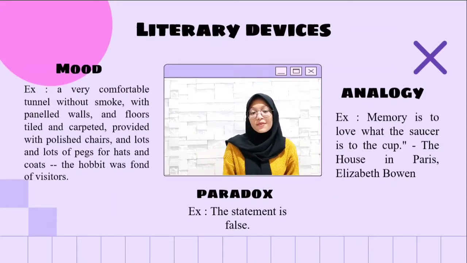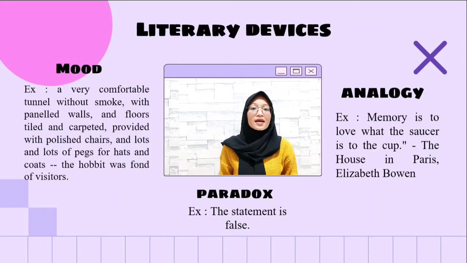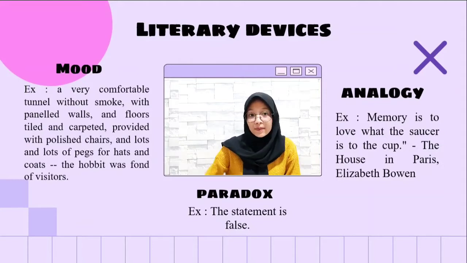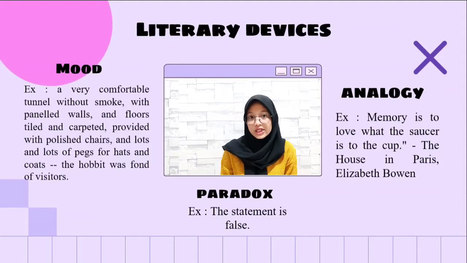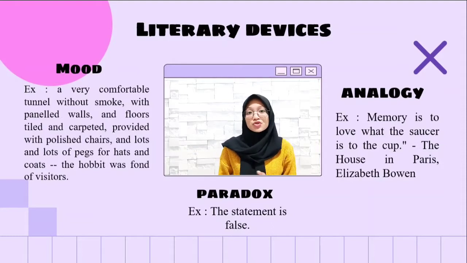Next, paradox. A paradox is a statement that appears illogical or self-contradictory, but upon investigation might actually be true or plausible. For example, the statement "this statement is false." If the statement is true, then it is not actually false as it suggests, but if it's false, then the statement is true. Thus, the statement is a paradox because it is both true and false at the same time.